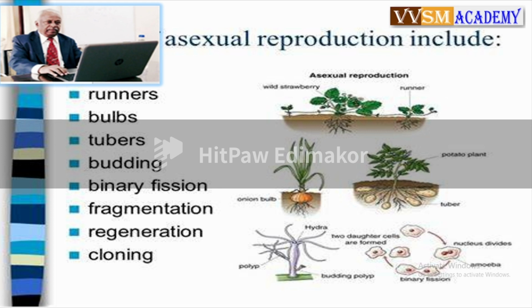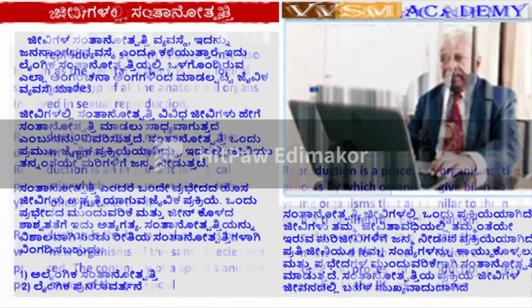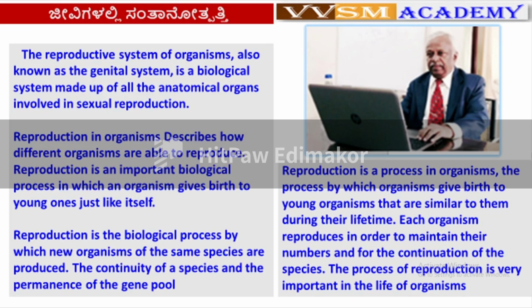As we discussed, the reproductive system of organisms, also known as the genital system, is a biological system made up of all the anatomical organs involved in sexual reproduction. Sexual reproduction in organisms describes how different organisms are able to reproduce. Reproduction is an important biological process in which an organism gives birth to young ones just like itself. Reproduction is a biological process by which new organisms of the same species are produced. The continuity of species and the permanence of the gene pool.